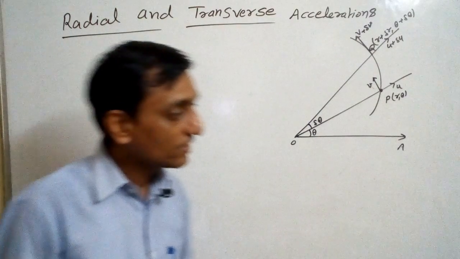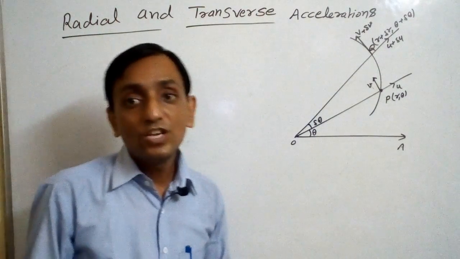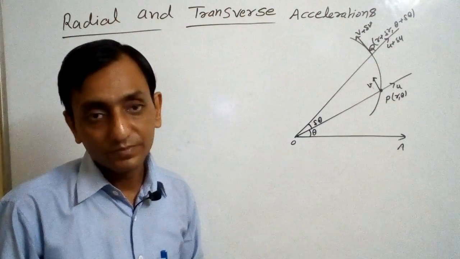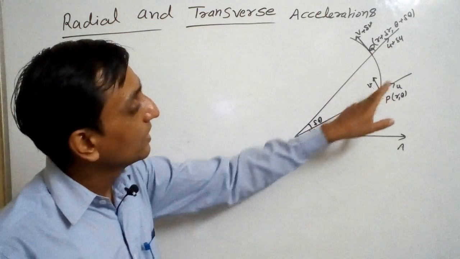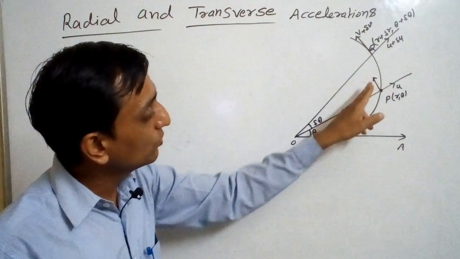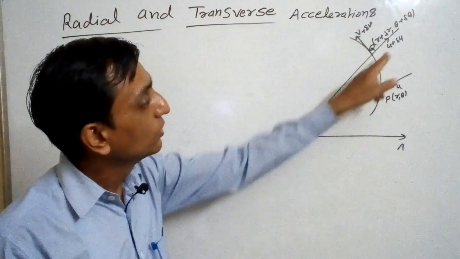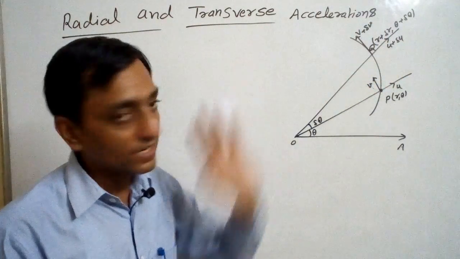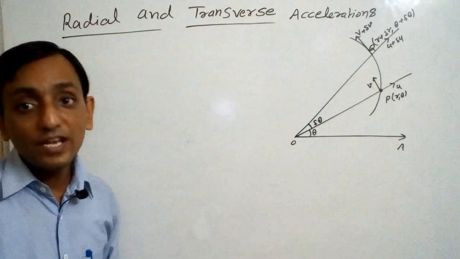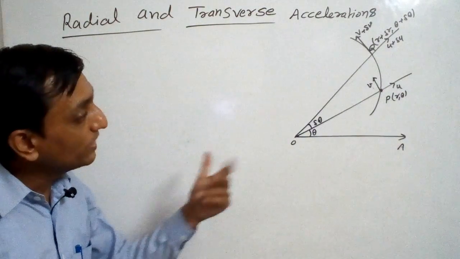So now, what is the acceleration? Acceleration is the change in velocity per unit time. So after delta t time, its velocity changed from u, radial velocity u, and transverse velocity v, to u plus delta u, v plus delta v. So at first, we calculate the change in velocity in the OP direction.